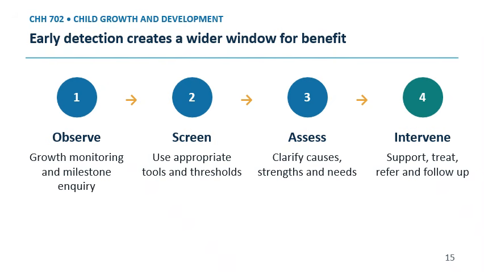Observation includes routine growth measurements, developmental inquiry, caregiver concern, and direct observation. Screening uses a structured tool or a defined threshold to estimate risk. Assessment goes deeper to clarify the nature, severity, and possible causes of the concern. Intervention responds to the identified needs and includes follow-up.